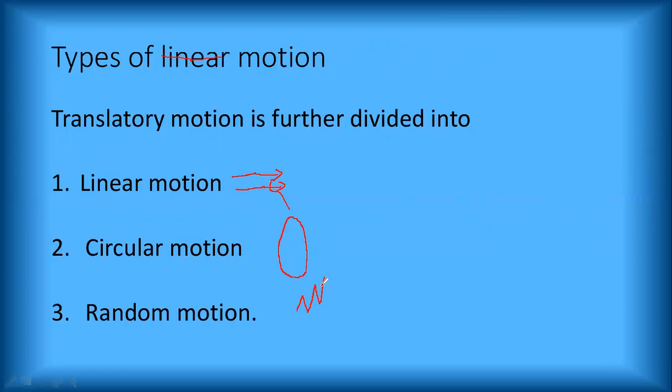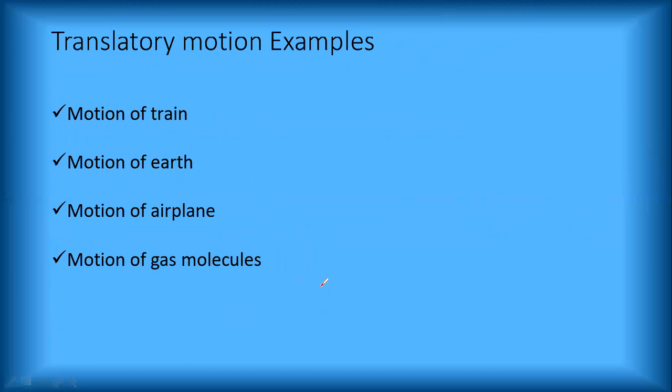Now, next, examples of translatory motion: motion of a train, motion of earth, motion of aeroplane, motion of a gas molecule. All these are examples of translatory motion. But even a single example might be translatory, might be vibratory, might be rotatory. It depends on the condition and on the situation. So when you are studying, you look to the type of motion, the situation, and the condition.